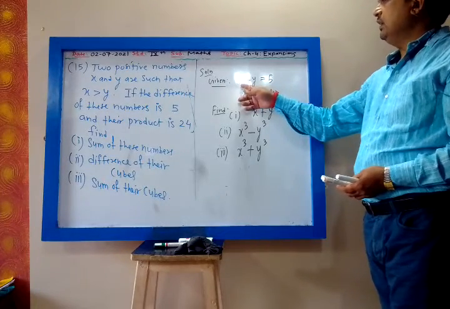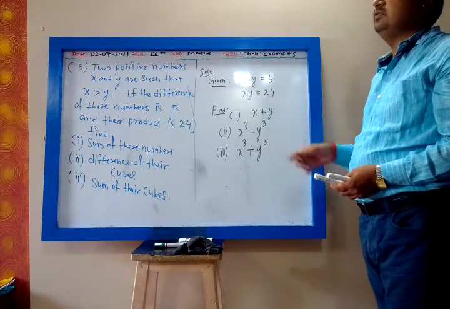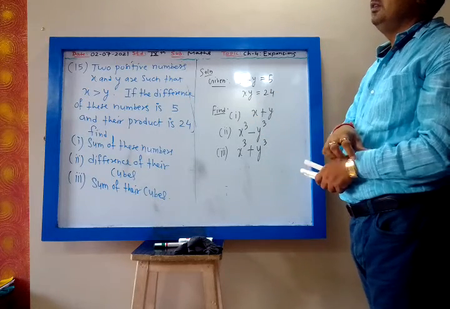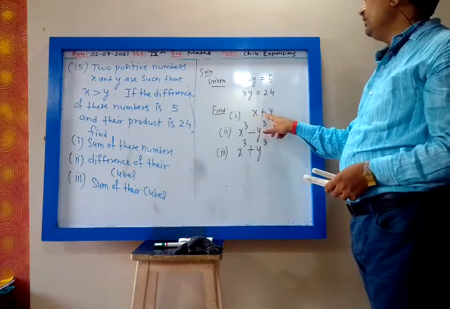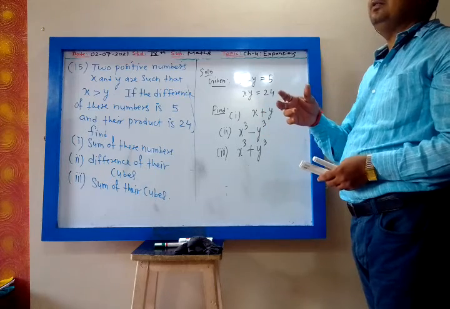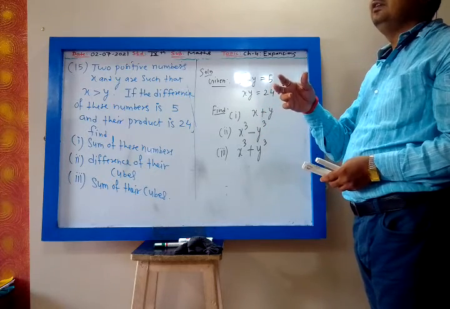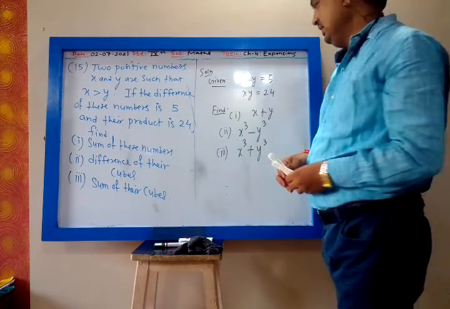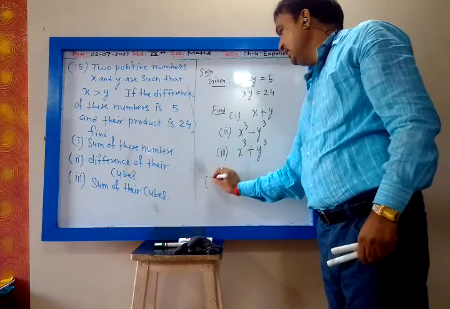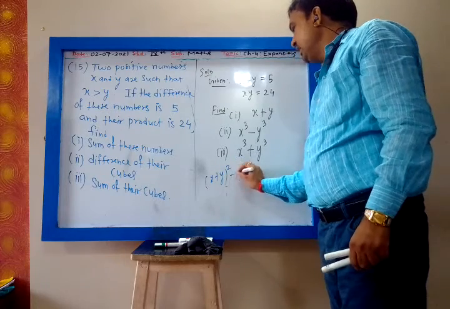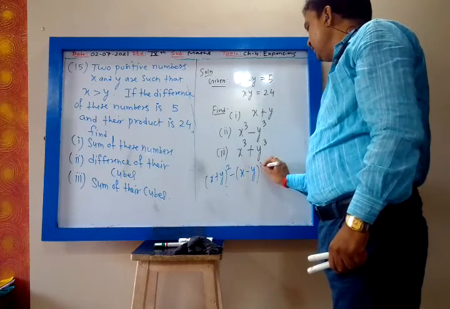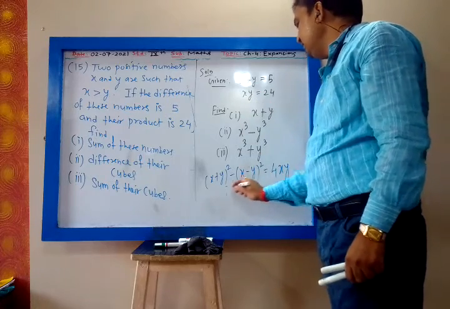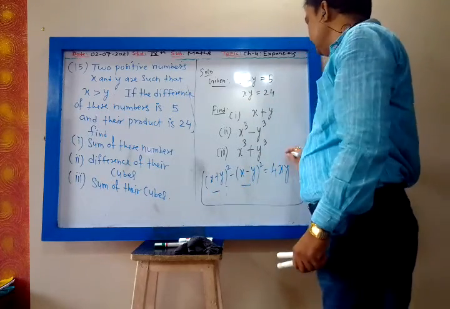You are given x minus y, you want to find x plus y. So which formula will you use? To find x plus y, I will use the formula: x plus y whole square minus x minus y whole square is equal to 4xy. This formula you will use. x minus y is given, so you can find x plus y.